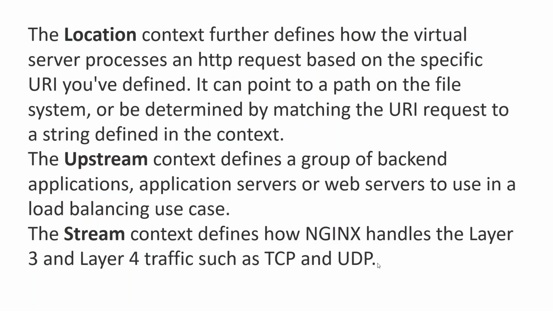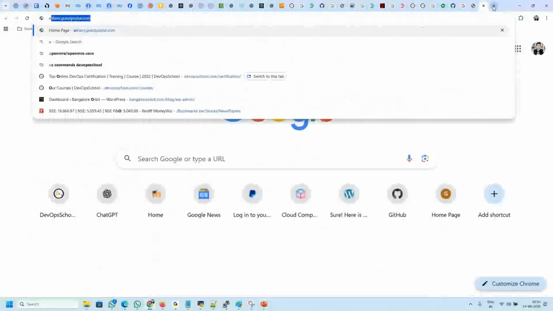That's the location. The upstream context defines a group of backends, application servers, or web servers to use in load balancing. So upstream we use for the load balancing feature. And the stream context defines how Nginx handles layer 3 and layer 4 traffic such as TCP and UDP. Layer 3, layer 4 means the OSI model, if you have studied. So for layer 3, let me show you the OSI model.